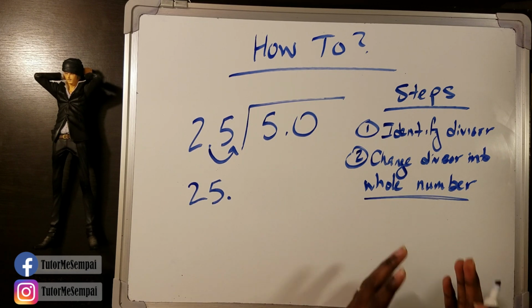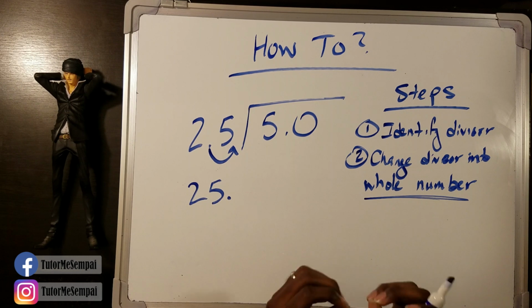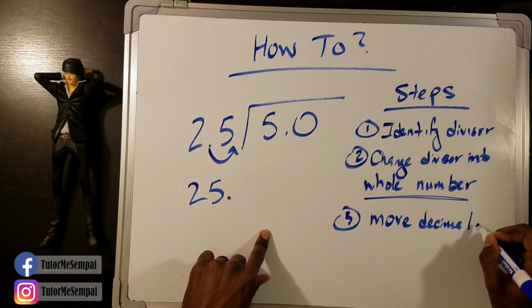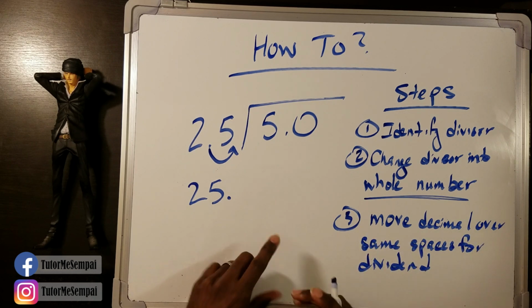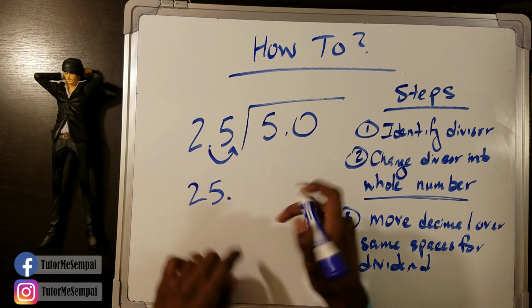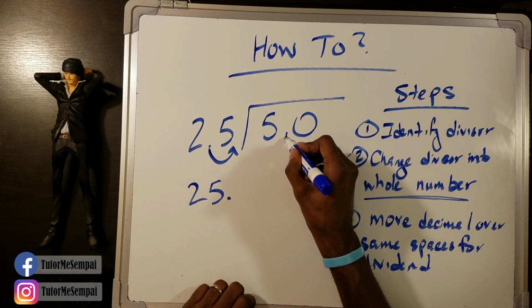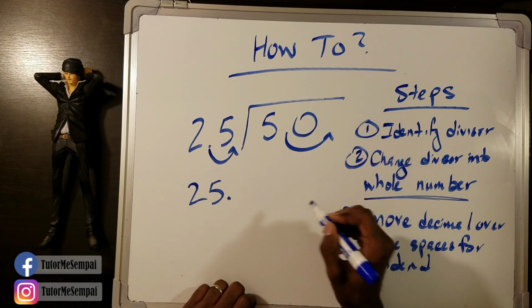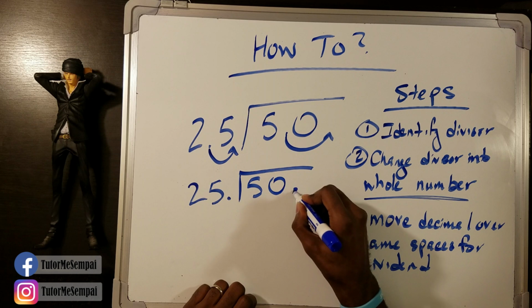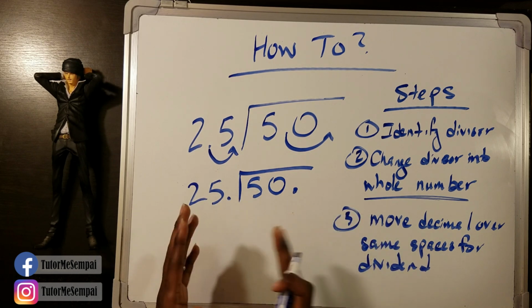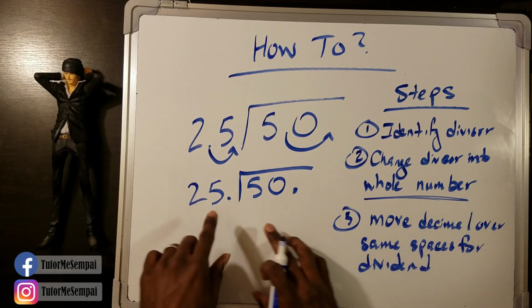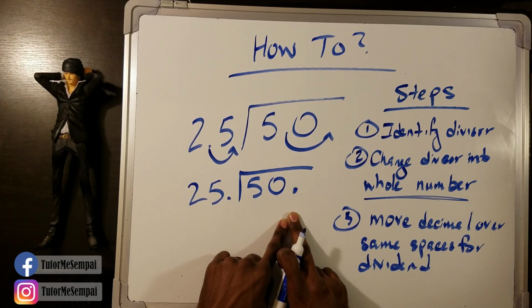After you've fulfilled step 2, step 3 is to replicate the same steps inside for your dividend. So we're going to move it over the same amount of spaces that we did our divisor. So for this dividend here, we're going to move it over one space. So this becomes, instead of 5.0, 50. And you see, I'm putting the decimal there just to reiterate that we've only moved it over one, and I didn't just erase the decimal. You're just moving it over one spot.